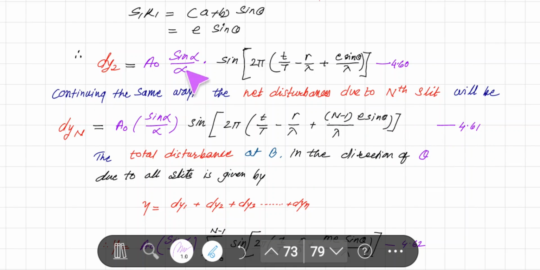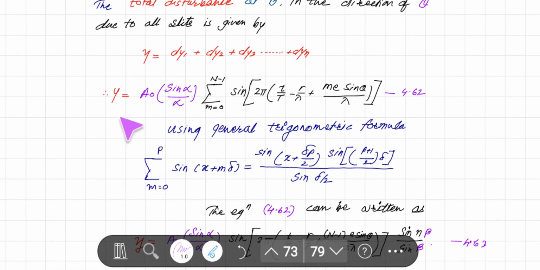Obviously the net disturbance due to all slits and all elements, that is the total disturbance at B in the direction of theta due to all slits, will be the summation of all the disturbances, that is dy1 plus dy2 plus dy3 up to dyn. Then y is equal to A0 sine alpha upon alpha, summation of m going from 0 to n minus 1, of sine of 2 pi into t upon capital T minus r upon lambda plus m e sine theta upon lambda. That is expression 4.62.